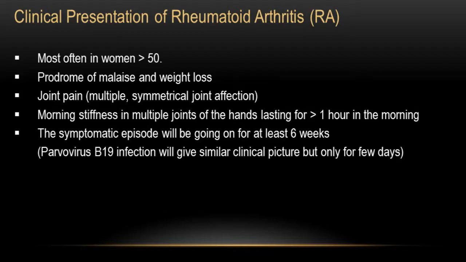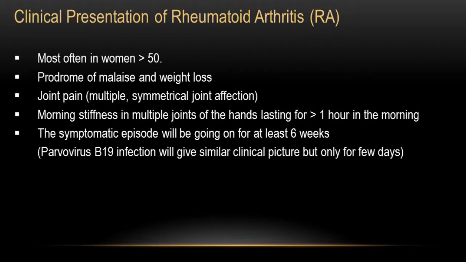Rheumatoid arthritis never affects a single joint. It has to be at least 3. Multiple symmetrical joint affection. No one hurts more than the other. It's a systemic involvement. And what's very characteristic about RA: prolonged morning stiffness in multiple joints of the hand, lasting for more than 1 hour. Can you believe that?